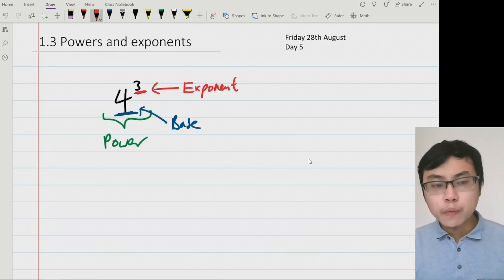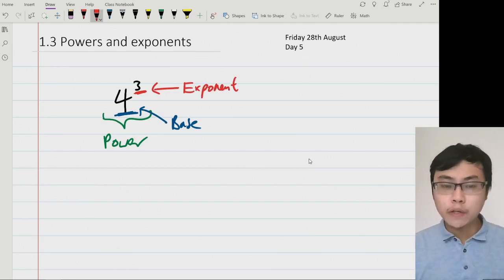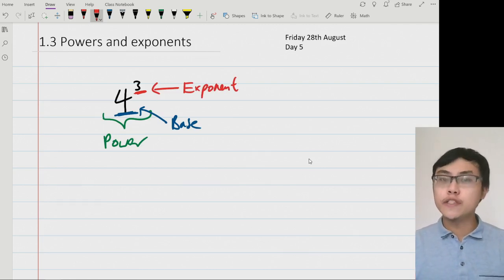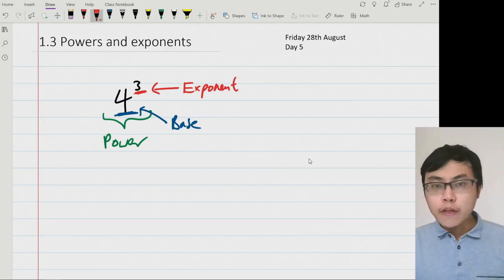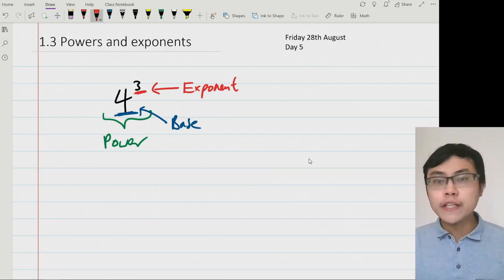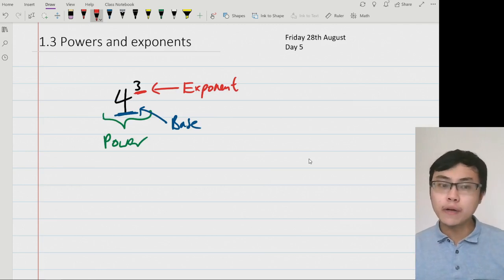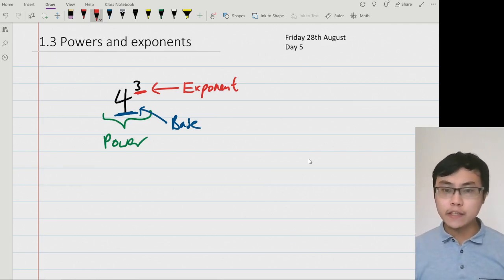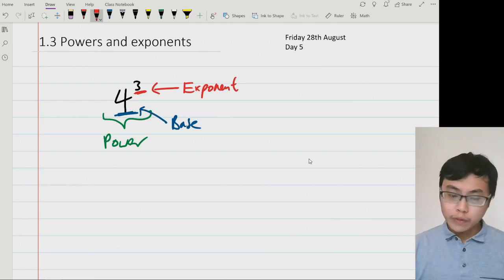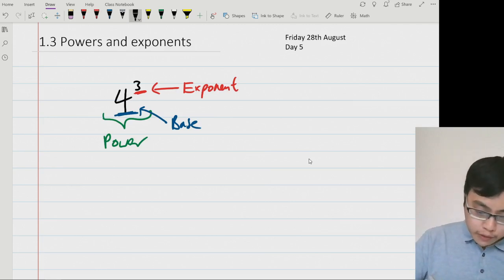A lot of people would think that the 3 is the power. That is a misunderstanding. It is a misconception. 3 is not the power. 3 is the exponent, whereas 4 is the base. And the whole thing, 4 to the power 3, or 4 raised to the third power, is the power itself. So you need to keep this all in mind.